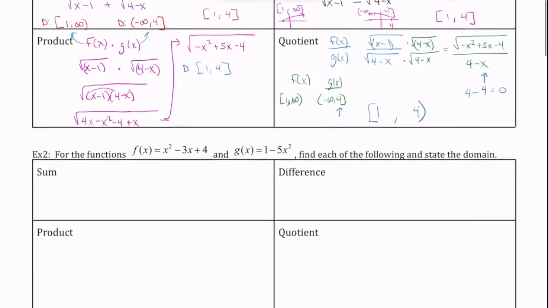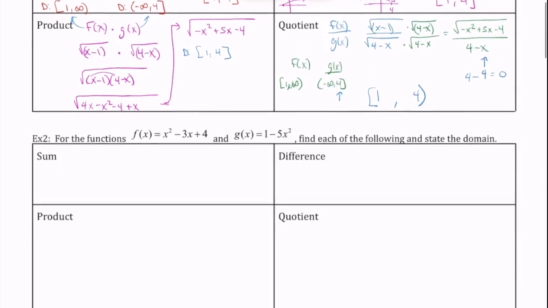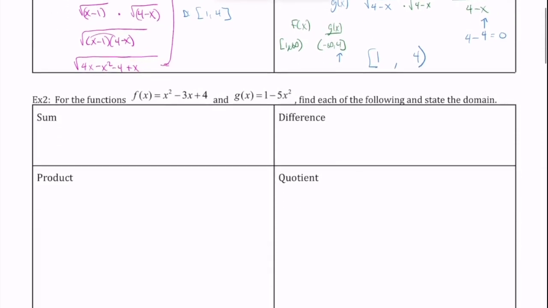All right, let's try a couple more examples. So here we have the sum again, f of x plus g of x. So I'm going to write right here, I got x squared minus 3x plus 4, that's f of x, plus g of x, which is 1 minus 5x squared. And all I'm going to do now is just combine like terms. I got 1x squared minus 5x squared, which is negative 4x squared. Negative 3x doesn't combine with anything. And then plus 4, which is just plus 4.